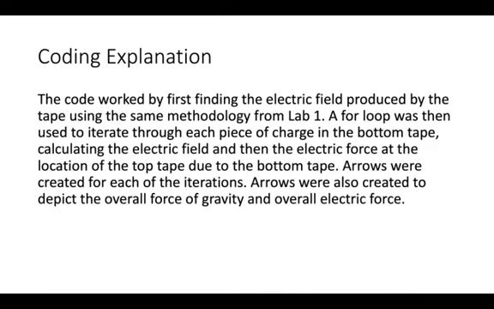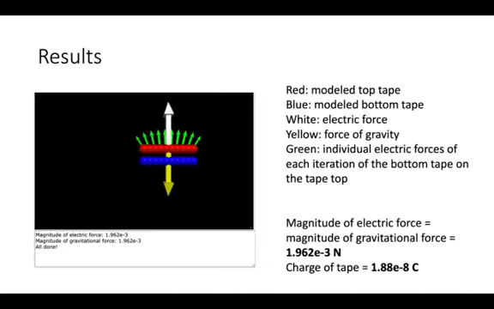The code worked by first finding the electric field produced by the tape using the same methodology from Lab 1. A for loop was then used to iterate through each piece of charge in the bottom tape, calculating the electric field and then the electric force at the location of the top tape due to the bottom tape. Arrows were created for each of the iterations. Arrows were also created to depict the overall force of gravity and the overall electric force.